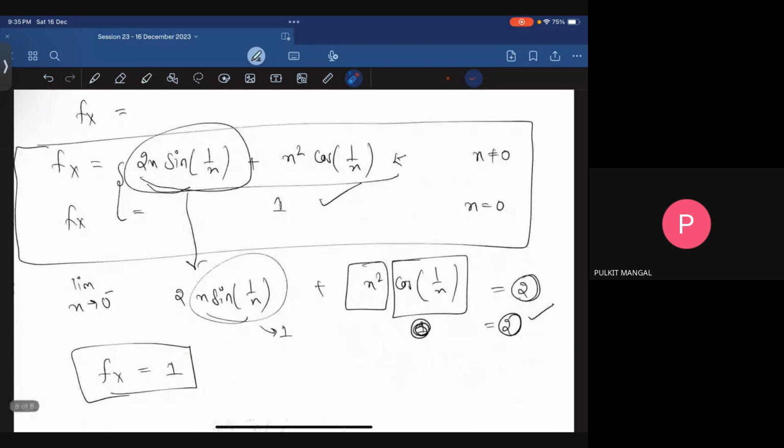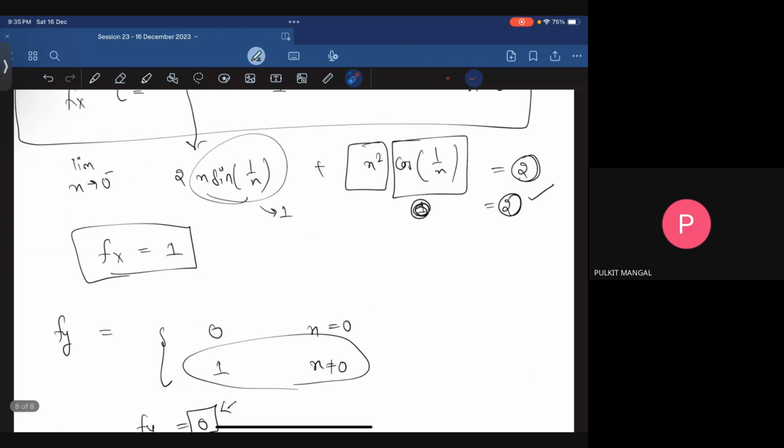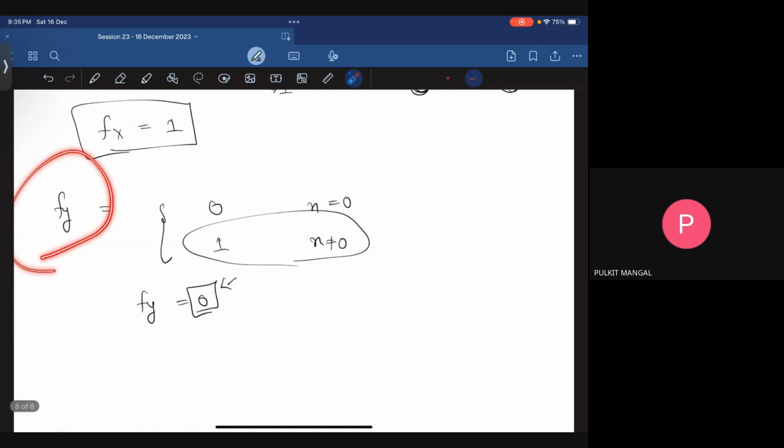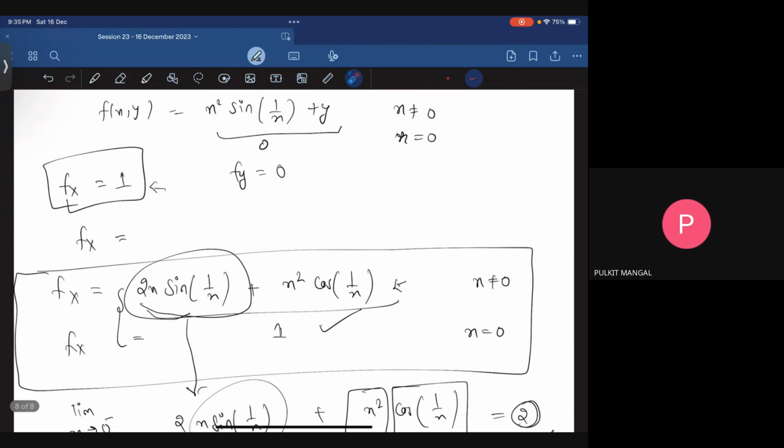So the limit of the function at that point was 2, while my function value was 1. So my function is not continuous. Same for the y case. When x was 0, we found my partial derivative to be 0. When x was not 0, we found it to be 1. And this function is also not continuous. So both fx and fy at the point 0, 0 are not continuous.